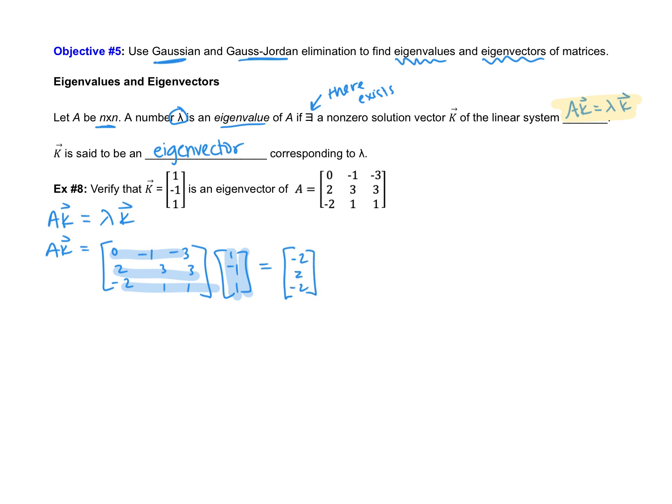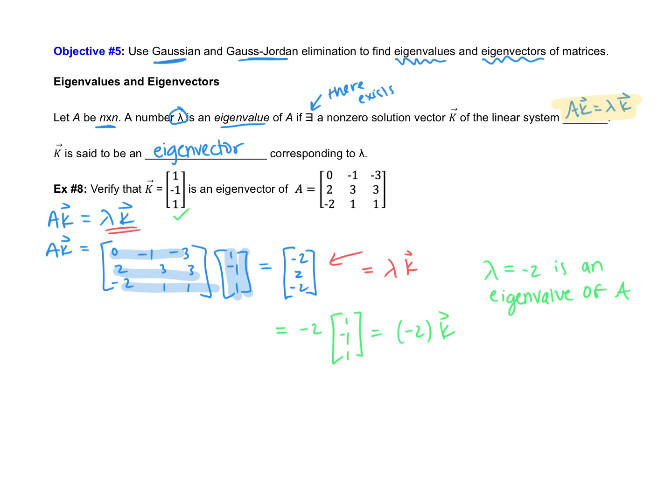So the question for us then, going back to the definition above, is it possible to take that product and write it as some constant times k? Well, hopefully we can see that we can write that matrix as negative 2 times the matrix 1, negative 1, 1, which is negative 2 times k. So in this case, our lambda equals negative 2 is said to be an eigenvalue of A. Since that's our eigenvalue, we have thus verified that k is in fact an eigenvector.